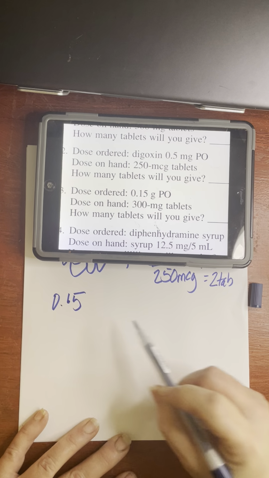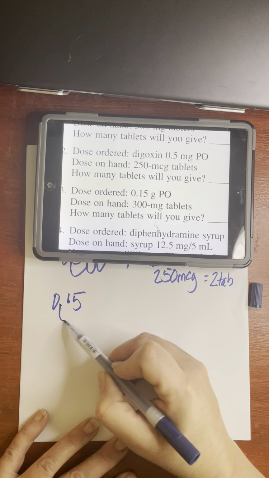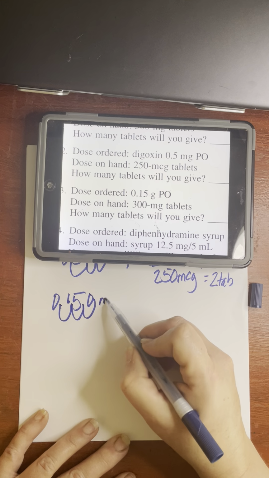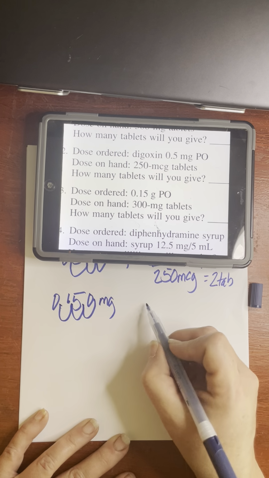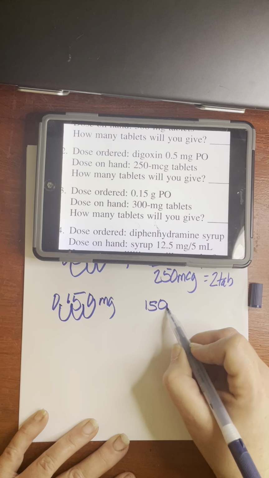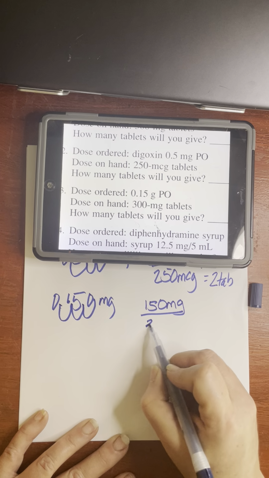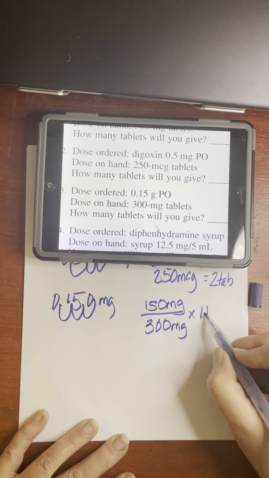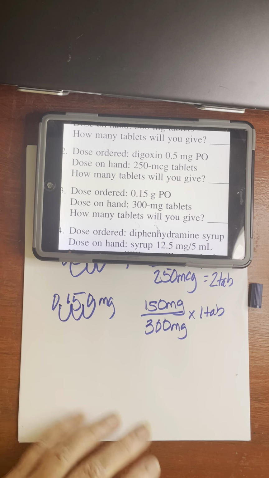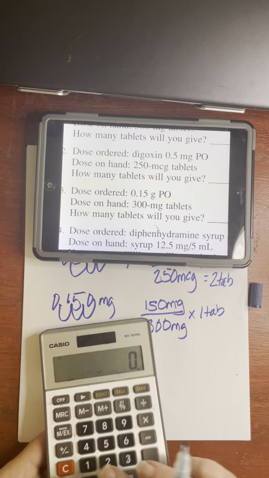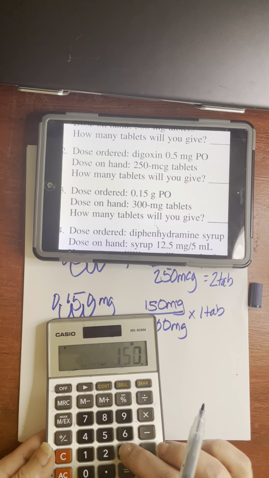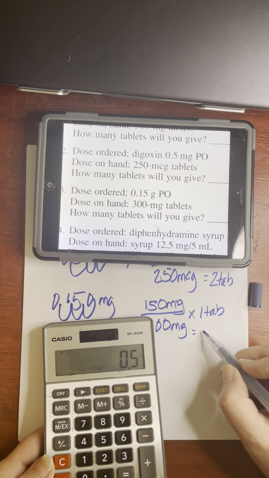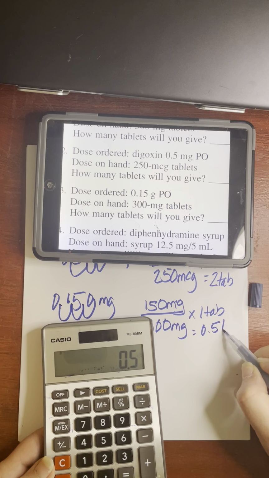0.15 grams. We're going to take this and go 1, 2, 3. Would be 150 milligrams. So what he wants is 150 milligrams. What we have is 300 milligrams per one tab. And then we're doing the math. This divided by that, 150 divided by 300 equals, you're going to give them 0.5 or a half of a tab.